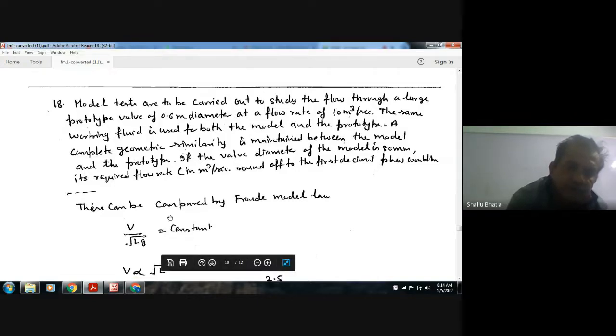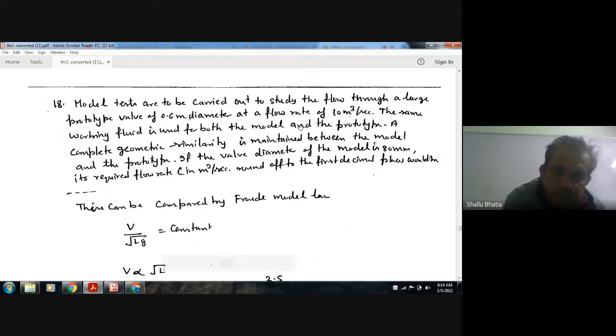So here model and prototype are compared. The same working fluid is used for the model and prototype, and geometric similarity is maintained between the model and prototype. The diameter of the model is given, so using the Froude model, we have V by root LG constant.